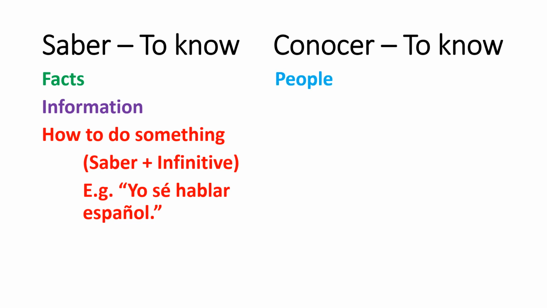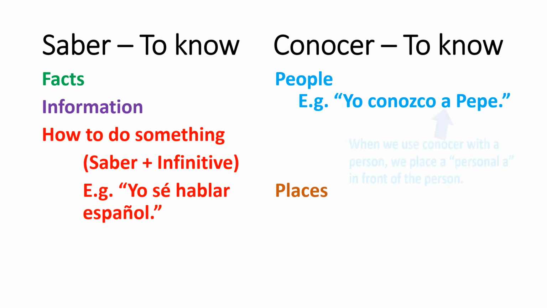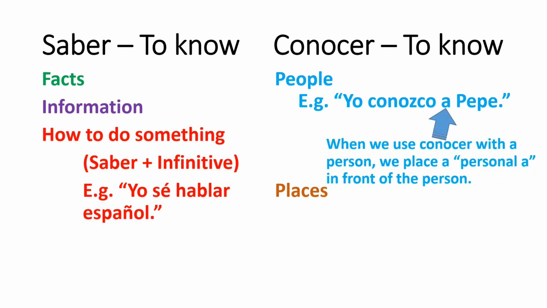Conocer is used when knowing people or places. And here's some examples. Yo conozco a Pepe. I know Pepe. That extra a there is called the personal a, and we use it whenever a person is the direct object of a verb. So in this case, I know someone who is being known. Well, Pepe, since he's the direct object, he's the thing receiving the action of the verb. We put an a in there. It's just a glue word. And it's called the personal a. We use it whenever we're talking about a person as a direct object.